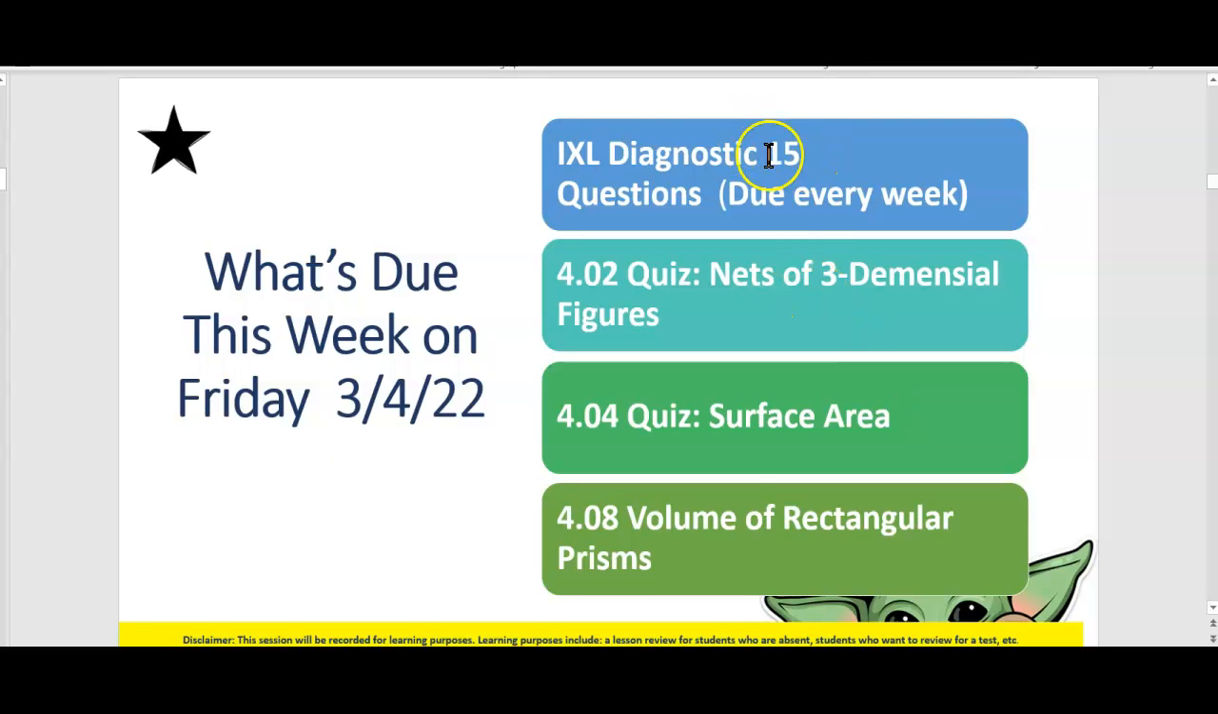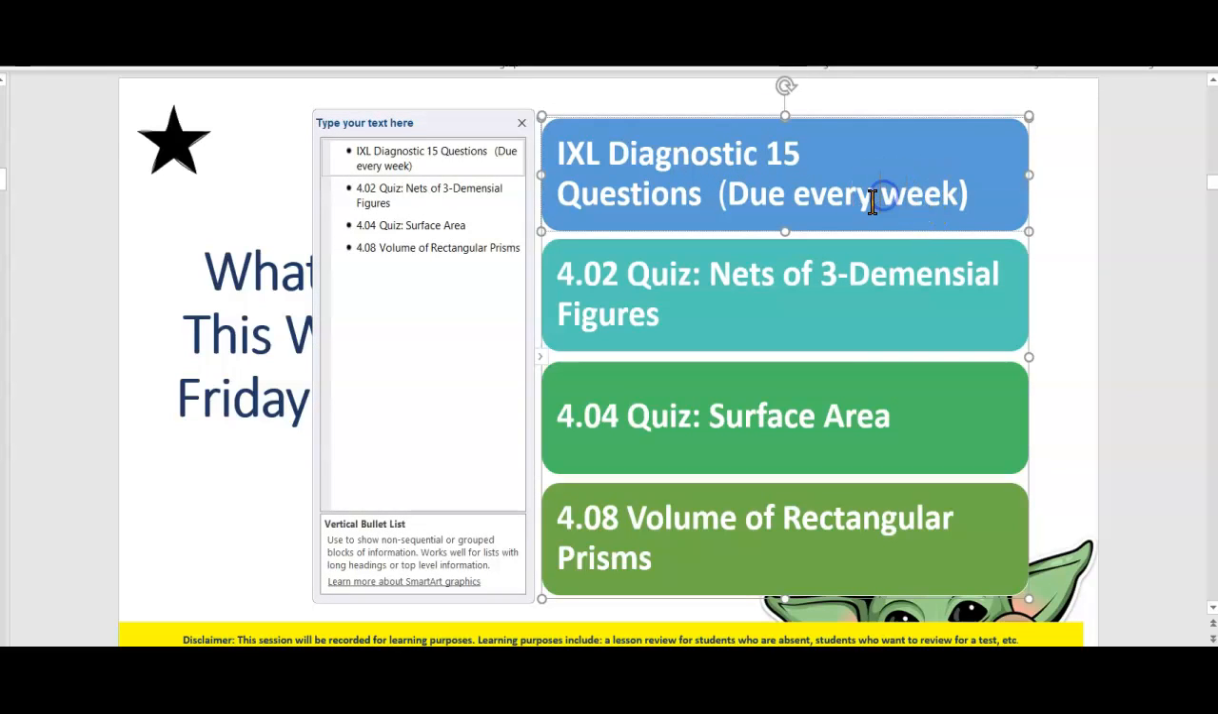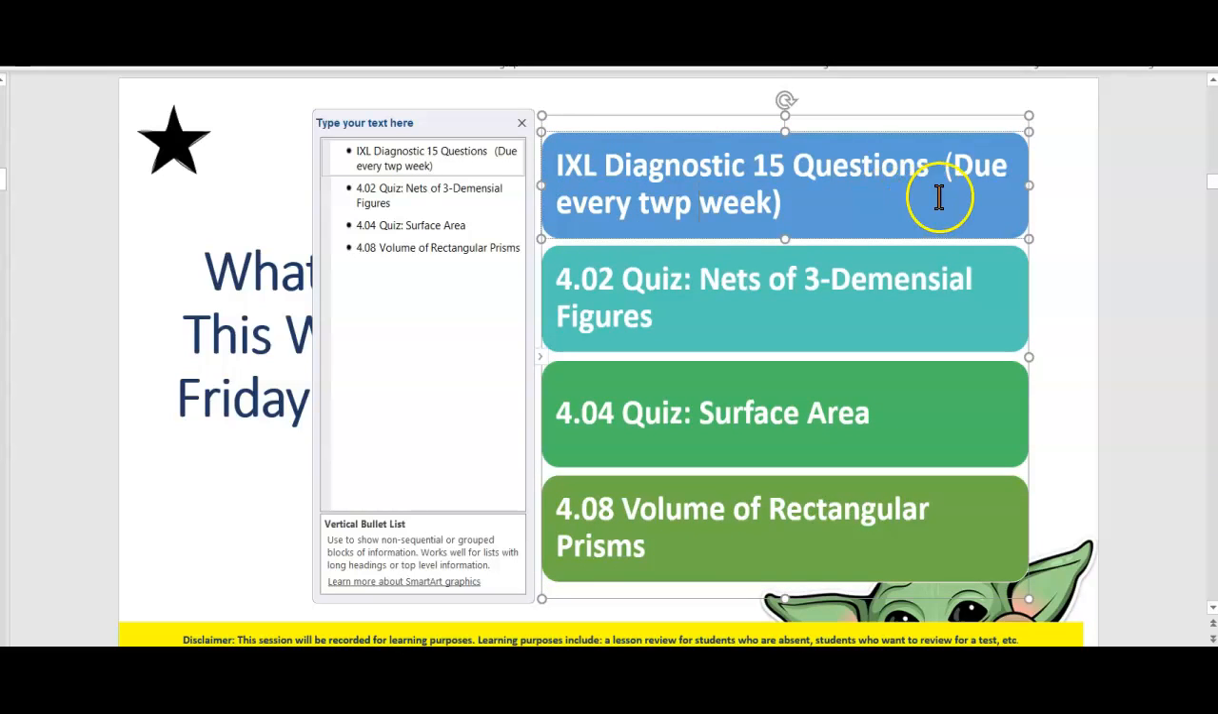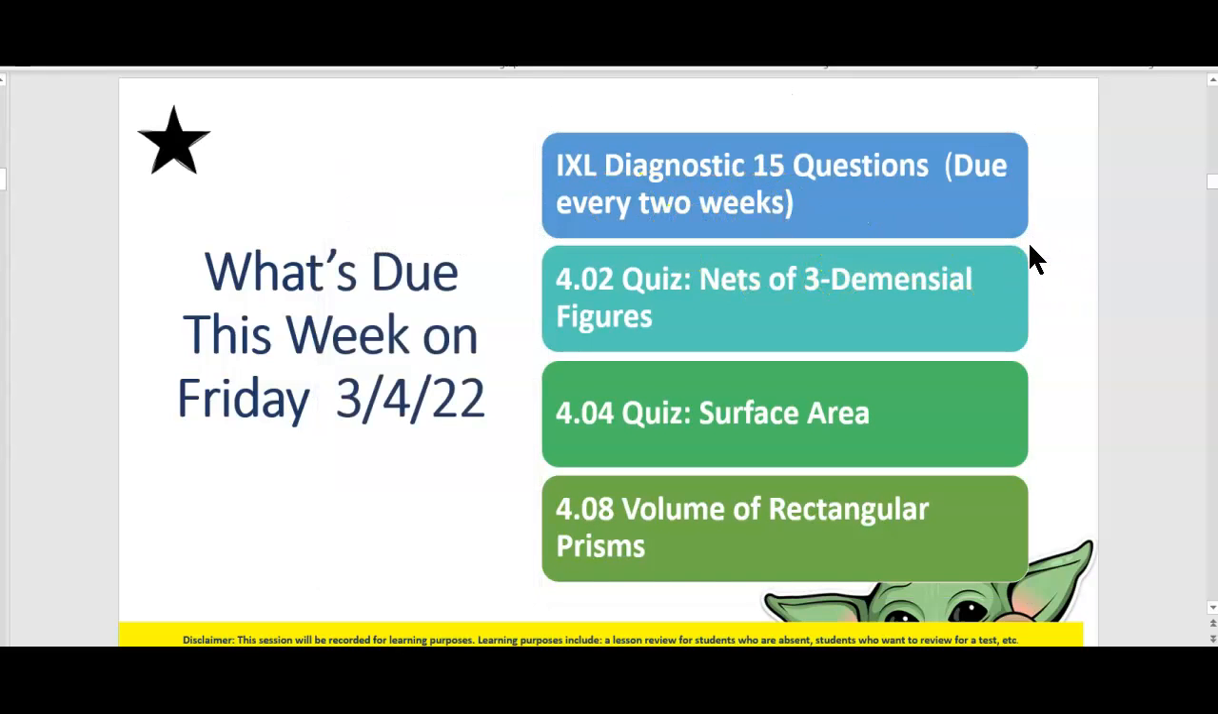This is what's due this week. Now, it says due every week. We got to make a change in that. It's every 2 weeks now. Yay. It's a typo. I know how to spell 2. Every 2 weeks. So if you did it already from last week, you're good. If you haven't, you've got another week to answer 15 questions. There we go.